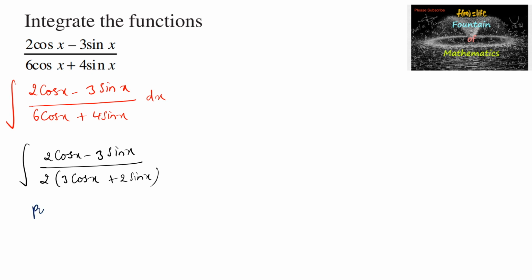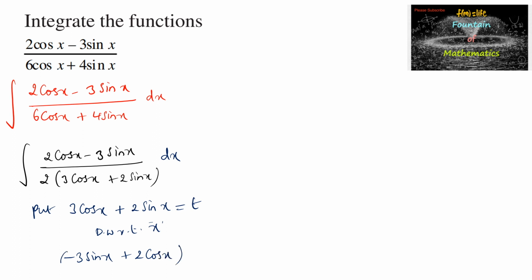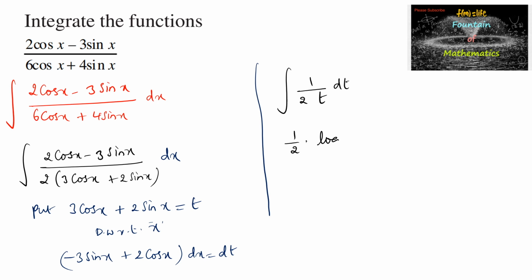So let us put 3 cos x plus 2 sin x is equal to t. Differentiating with respect to x, we'll get minus 3 sin x plus 2 cos x dx is equal to dt. So we can write here integral, (2 cos x minus 3 sin x) dx is dt, and 1 upon 2 times t dt. So we can write 1 by 2 integral of 1 upon t, which is log mod t plus c.